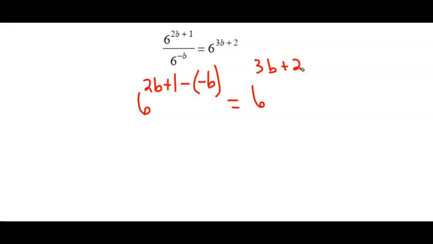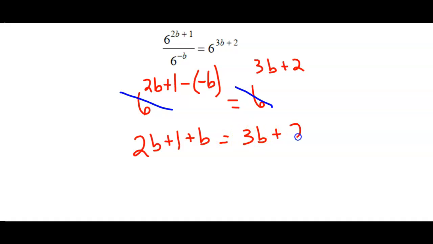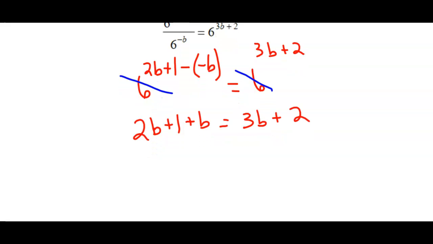So now that we have a single base on this side, a single base on this side, our bases are the same as each other, I can go ahead and ignore those bases, because if the bases are the same, the exponents have to be equal. So now I'm going to set my exponents equal to each other. So I get 2b plus 1, and then plus b, equals 3b plus 2. And then you're just going to go ahead and solve this. So you're going to combine your like terms. 2b and b is 3b.